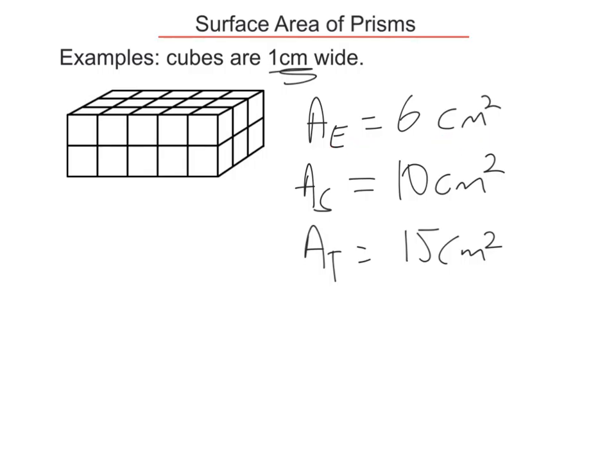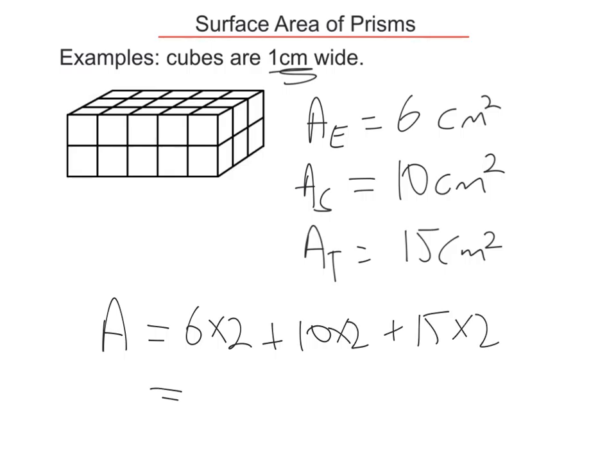which are 6. So that means that the total area is going to be equal to 6 by 2 plus 10 by 2 plus 15 by 2. So that's 12, 20, 32, and 30, 62 centimetres squared.